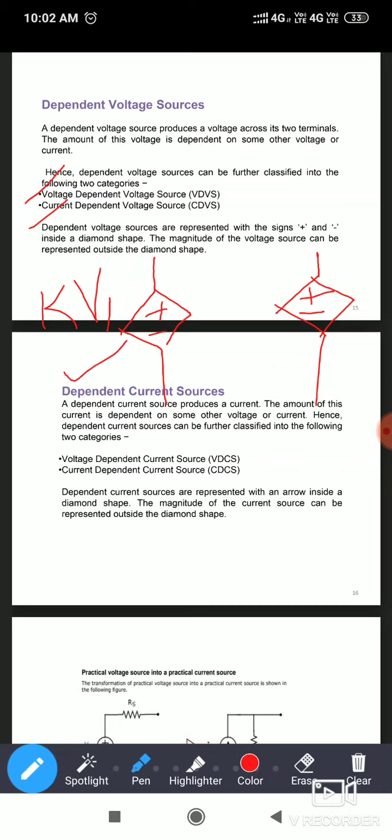The first symbol is known as voltage dependent voltage source. And similarly, if it is K into I1, the value of this voltage source depends on the current. So this symbol is known as the second.